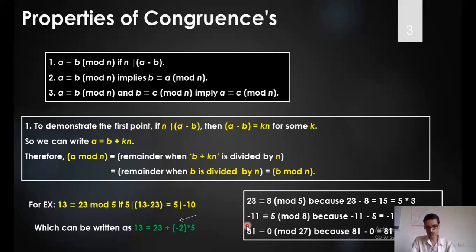Or even here, minus 11, if I bring this to the other side, minus 16. That is, 8 divides minus 16. So that means this condition holds good. The first condition holds good. This is about the first property. Now, moving on. As I told earlier, this is nothing but K.